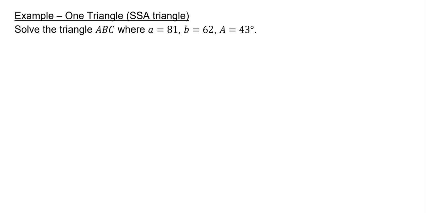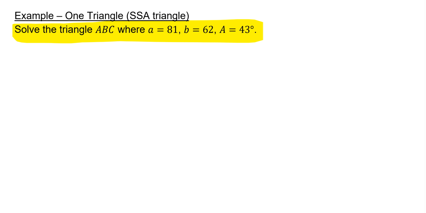It's going to be a side-side-angle triangle, but let's say we have no idea. Let's just say we are given these values right here, and then we're going to determine that it's a side-side-angle, and we'll also determine that it does end up in fact being one triangle. So solve the triangle ABC, where little a is 81, little b is 62, and capital A is 43 degrees.